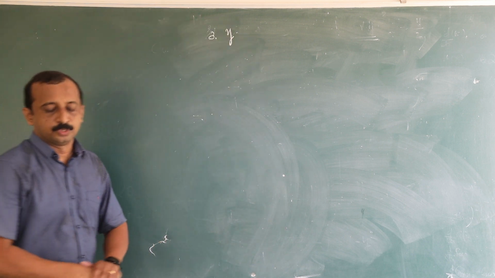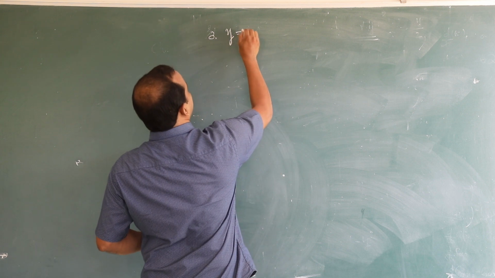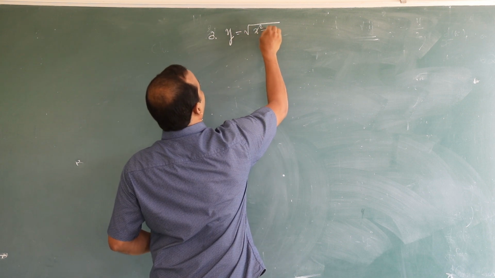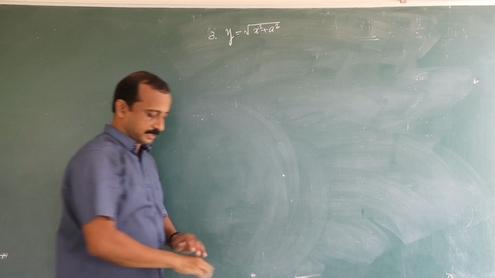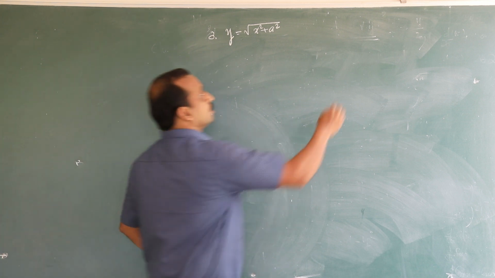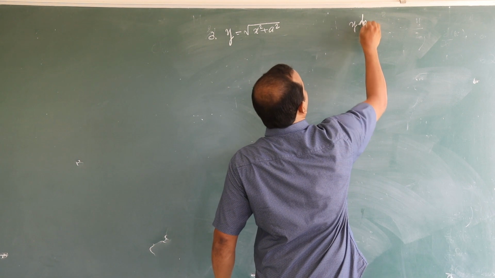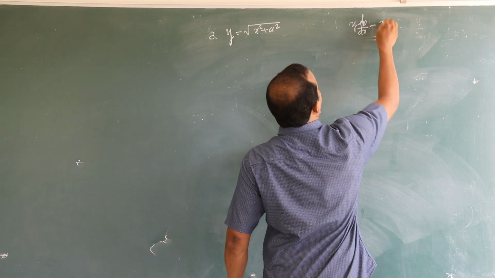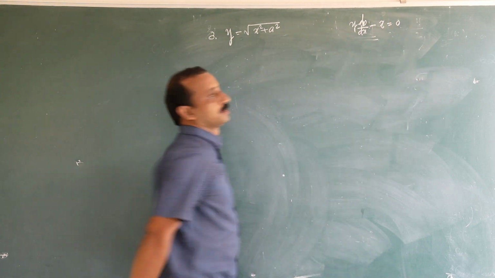Y is equal to square root of x square plus a square. Prove that y into dy by dx minus x equal to 0.